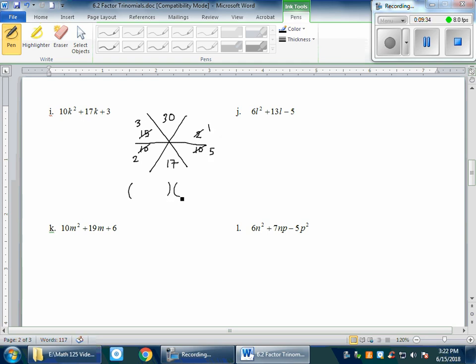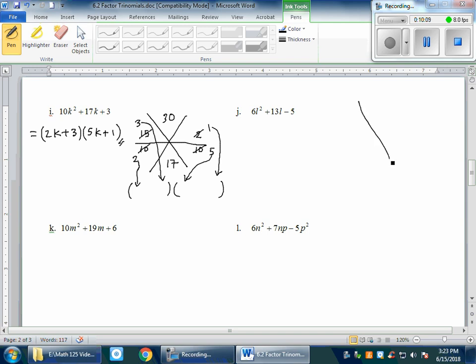Now our factor: the denominator is the coefficient of the first term, the numerator is the coefficient of the second term. So my final answer will become 2k plus 3 and then 5k plus 1. And this will be my final answer. So hopefully you got a hang of it already at this point. 3 examples already, so let's move on to more so that we will get better.